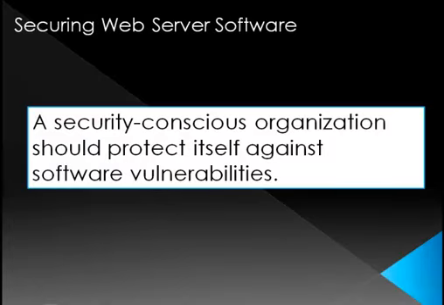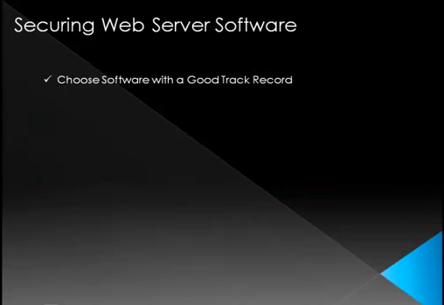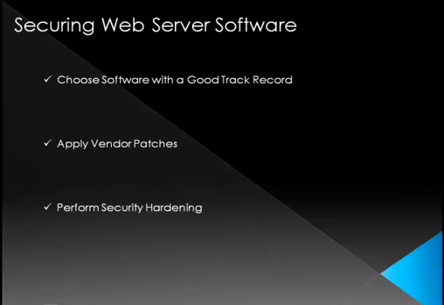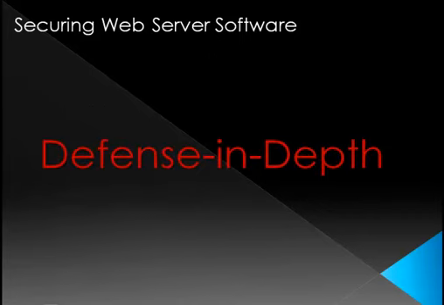Most organizations that deploy a third-party web server inevitably place its fate in the hands of the software vendor. A security-conscious organization should protect itself against the software vulnerabilities we have just discussed, and this can be done by choosing software with a good track record, applying vendor patches, performing security hardening, and always monitoring for new vulnerabilities. You should always use a defense-in-depth approach, implementing layers of protection to mitigate the impact of a security breach within any component of your infrastructure.